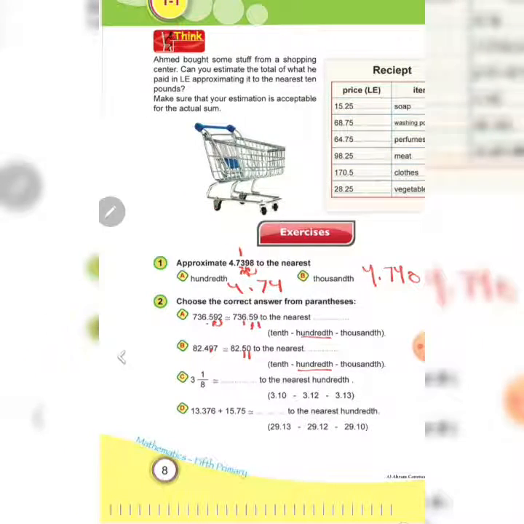3 and 1 over 8. I must put 1 over 8 in decimal number. It is 0.125. If I write here 3, it will be 3.125. To the nearest hundredth, tenth, hundredth, 5 will give 2 because it's a rich number, so it will be 3.13.